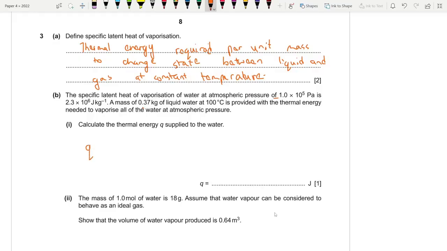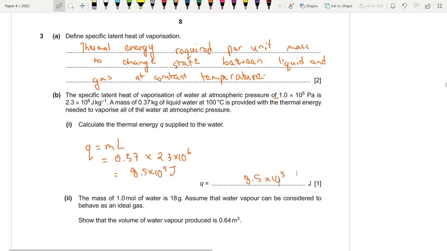So we know that Q is equal to ml, right? So the value of m is 0.37 kg and the value of L is 2.3 into 10 power 6. So we end up with an answer of 8.5 into 10 power 5 joules to two significant figures, at constant temperature, by the way.